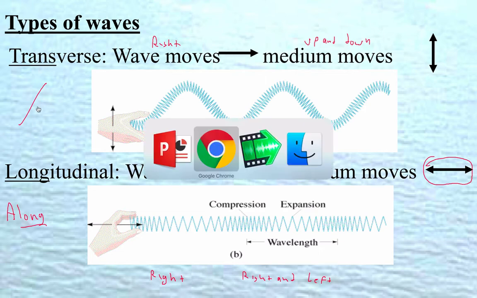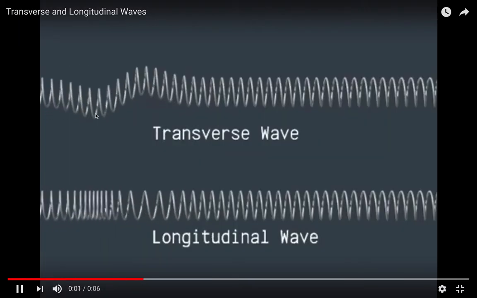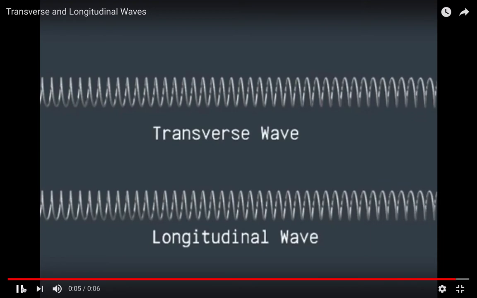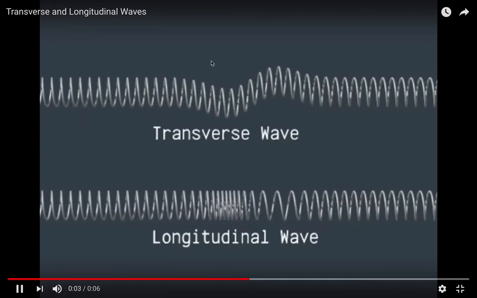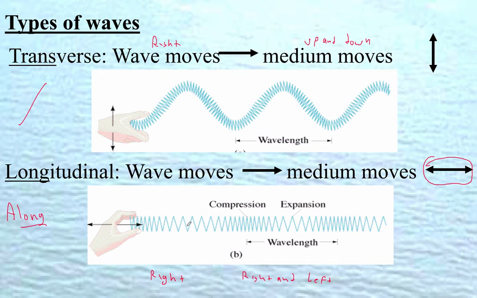And then let me just show you, this is a YouTube video that I found. This is a transverse wave, so the things are moving up and down. The longitudinal, it moves side to side like that. So up and down, waves moving to the right, but anyway, it's a little hard to see. But that's the basic idea of the waves.